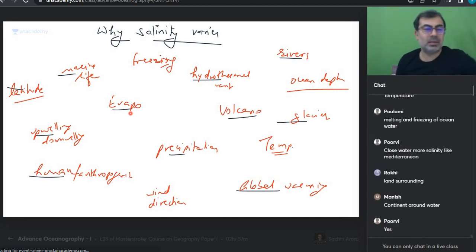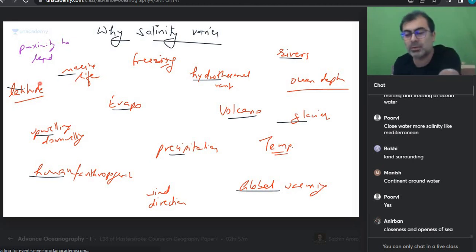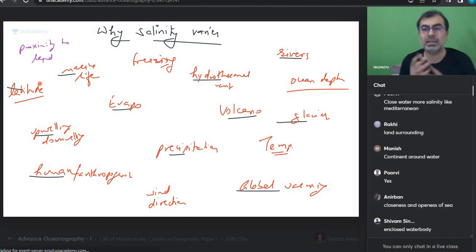Continent around the water. Absolutely, is this a simple audience I'm talking to? Proximity to land. That's the same thing. Someone has not read any book. No reading of a book at all, and trying to create a language. It's like someone who doesn't know German trying to create a sentence in German. Proximity to land. The quantity of land, whatever.